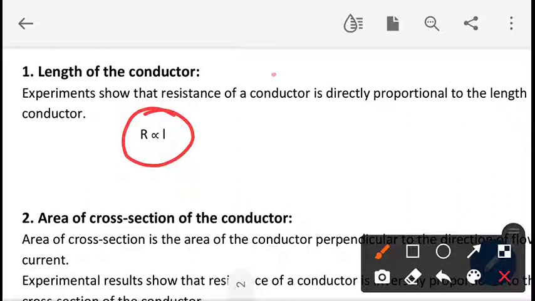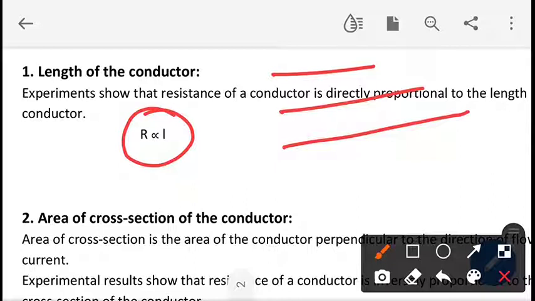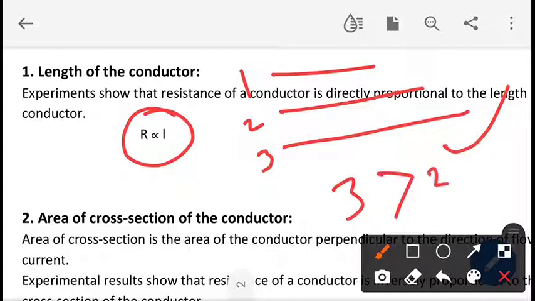Means if there are three conductors, then definitely the third one will have the greatest resistance, because the resistance is directly proportional to length. This is a factor which has been verified by experiment. It is an experimental fact and result. So the third one will have the greatest resistance, greater than 2 and 1.